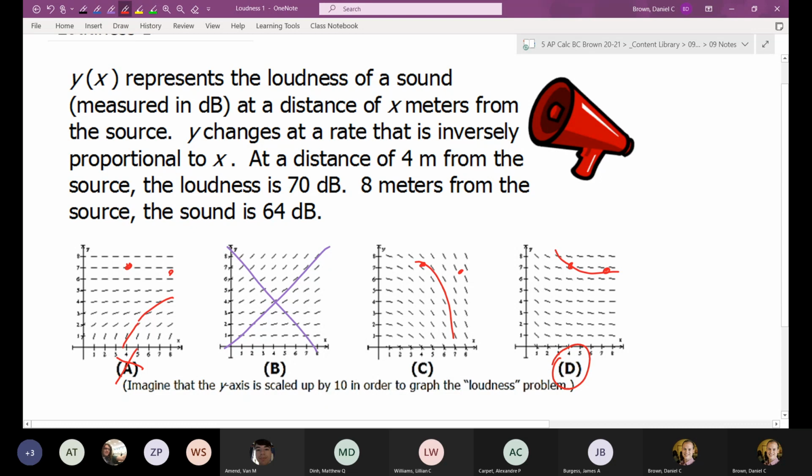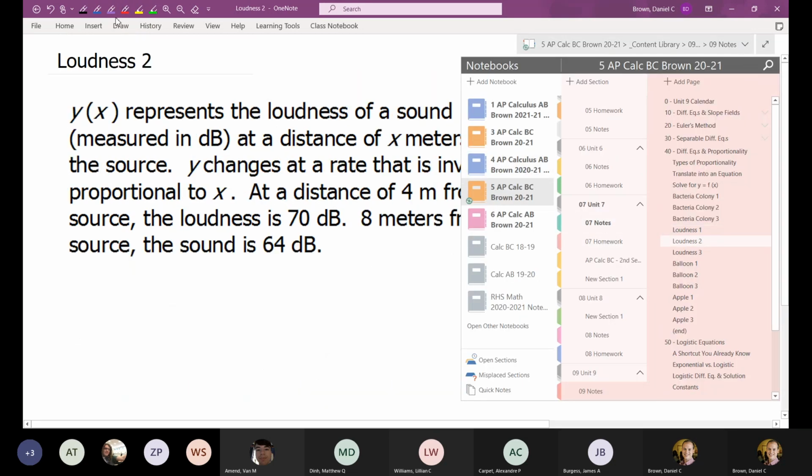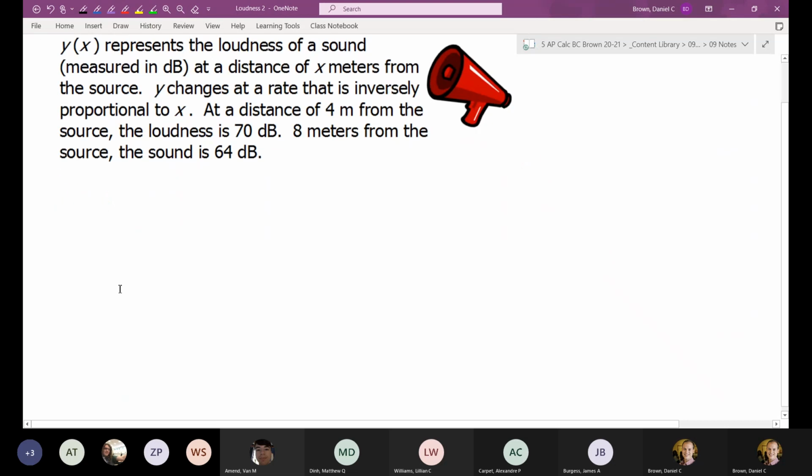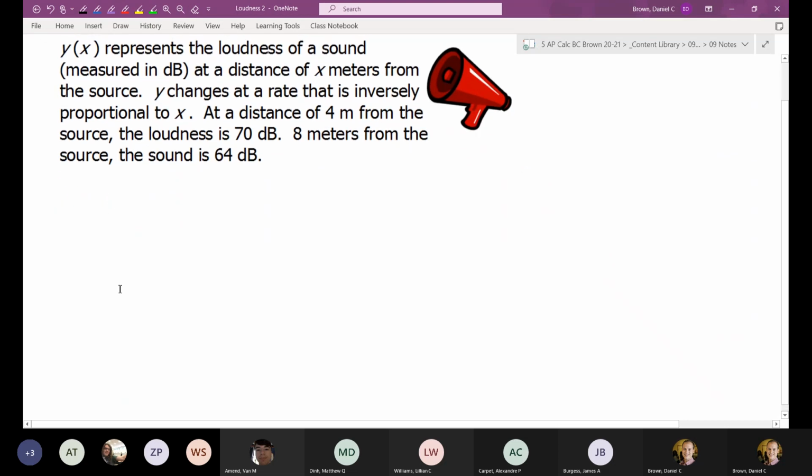Let's go ahead and write that differential equation and solve it. So I'm going to zoom out because this one will need some more space. Let's write our differential equation first. Y changes at a rate, so that's going to be dy dx. That is inversely proportional to x. So that would have k over x. This one's really easy to solve. Multiply by dx and then integrate both sides.